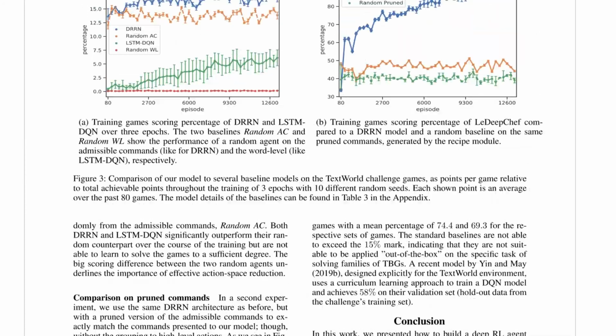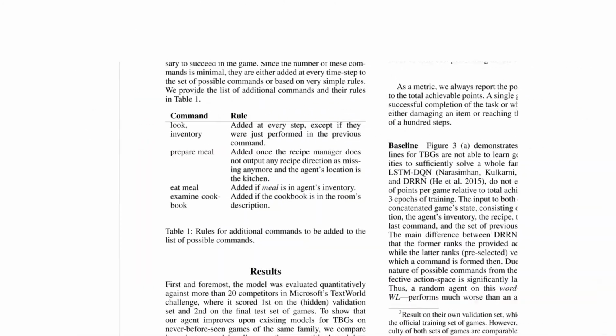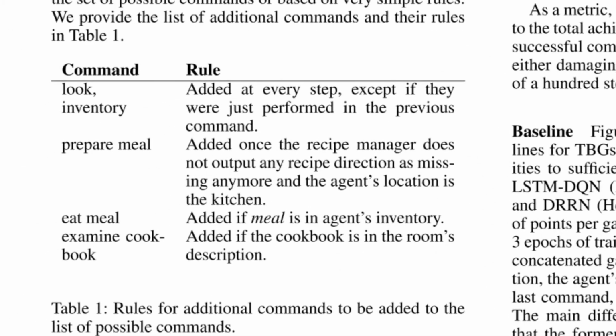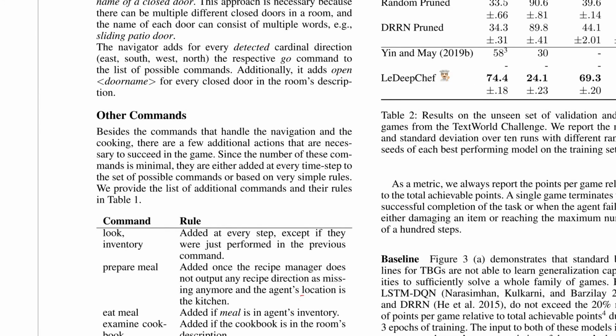You combine these commands with some commands that are always available. Commands that are always available are things like look, inventory, prepare meal. You add that if the recipe manager does not output any missing and the agent's location is the kitchen. So you can add these other items, and also we're not even going to get into that. You'll add the navigational items because there are doors in these rooms and you need to navigate around.